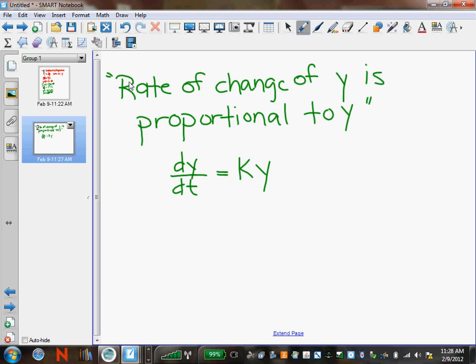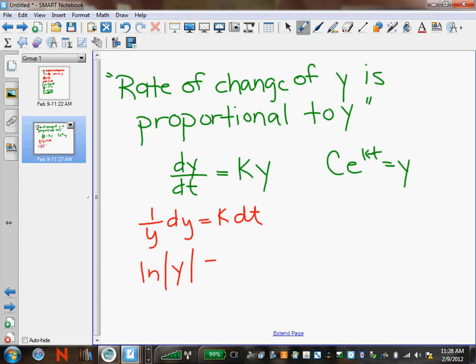Anytime the rate of change of y is proportional to y, that equation automatically means that you could write C e to the kt equals y. So here's the proof of that. It's a separation of variables. I will divide both sides by y. So I have 1 over y dy equals k dt. I integrate both sides. So natural log of the absolute value of y equals kt plus c. I change that to exponential form. My base is e. So that's e raised to the kt plus c will equal y.